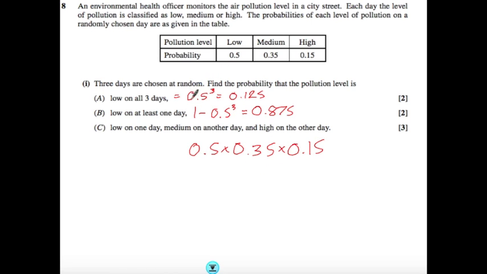But we also need to know the number of ways in which that can happen. So if we think the first day we've got a choice, it can be either low, medium or high. The next day it can be then all of them apart from the one we had there. And then the final day it's going to be the remaining one. So there's kind of 6 ways in which that can be arranged. So really that's like 3 factorial. So that's going to be 6 times 0.5 times 0.35 times 0.15, which is 0.1575.